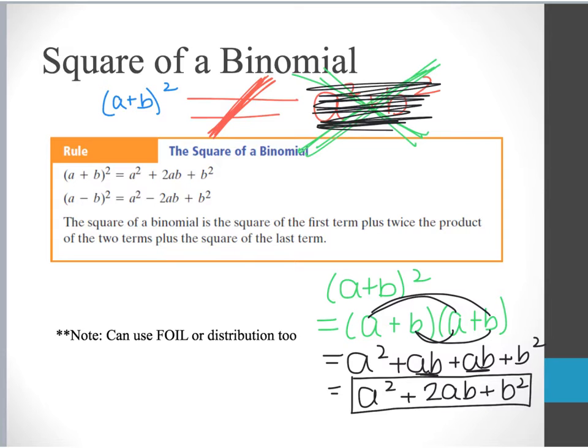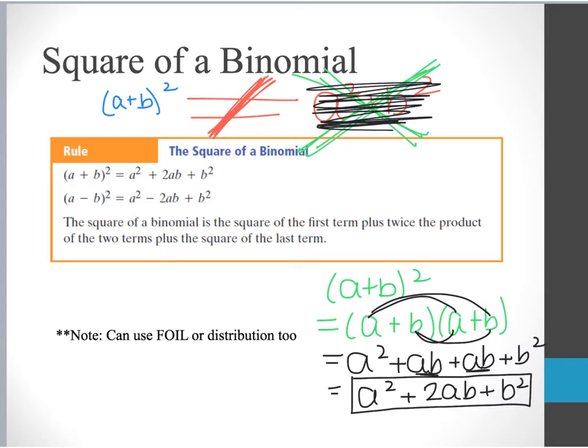So if you look at this little table here, you can see the square of a binomial. If the top one says a plus b, if that quantity is being squared, which is kind of what we worked out over here, we're going to take the first term, which is a, and we're going to square it. We're going to take the two terms, multiply them together, which is my ab here, and then multiply that answer by 2, and that will become the middle term of my trinomial, and then I'm going to square the third term.